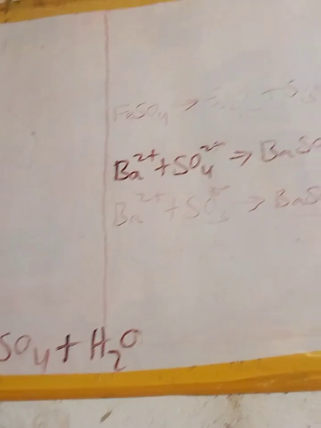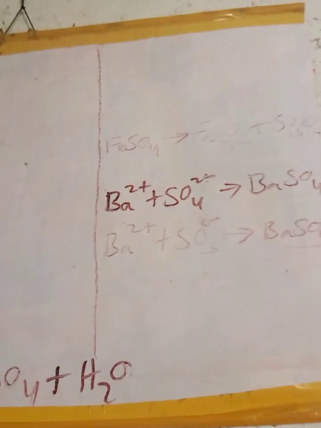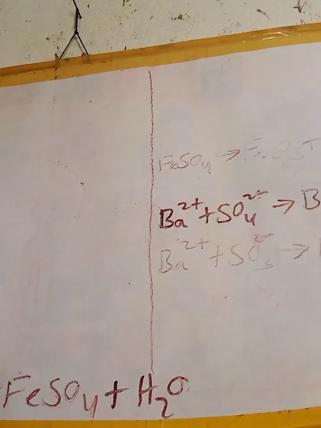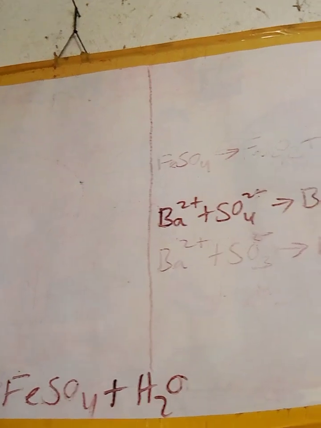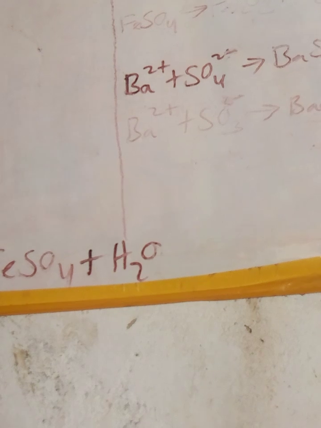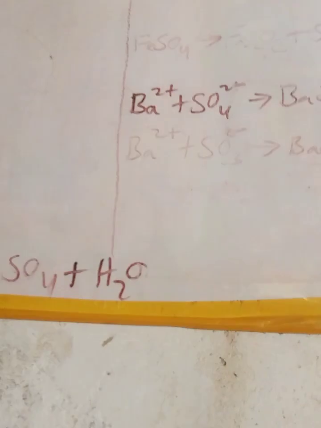Let me repeat for those who have not understood. When barium chloride is added to sodium sulfate and sodium sulfite solution, a white precipitate is formed in each case respectively. The first white precipitate is barium sulfate. Barium sulfate is a white precipitate. Then barium sulfite, a white precipitate. That is the test for sulfate. Now the test for sulfite.